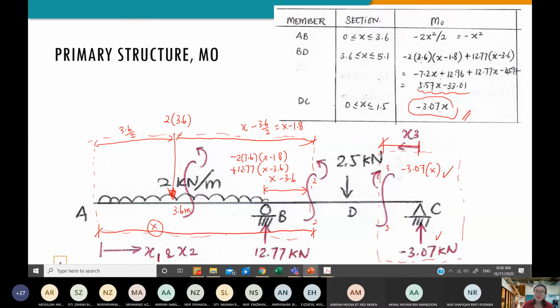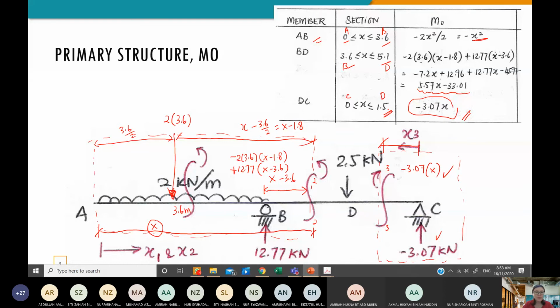Okay, so the range must be written correctly, where for these moments, negative x squared is actually applied to member AB with this range only 0 to 3.6. And BD will be from 3.6 to 5.1. This 0 is A actually. This 3.6 is at B, and this 5.1 is at D. This is from C, and 1.5 is from D. So you need to be careful when measuring your x. If this is wrong, your compatibility equation will be wrong.